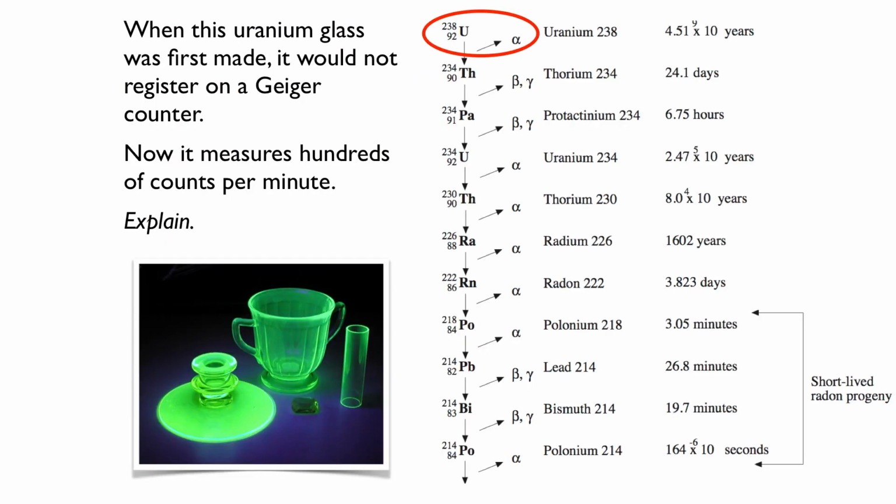Another thing we're going to look at is this. Some things, when you leave them, they can actually get more radioactive as time goes on. And I'm going to look at, for example, this uranium glass, this Vaseline glass that I showed in class today. I'll bring it back. When it was originally manufactured, it didn't register on a Geiger counter. Now it does. And we'll talk about why that is.